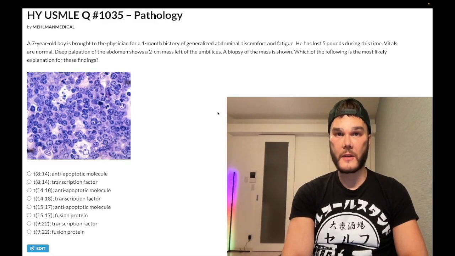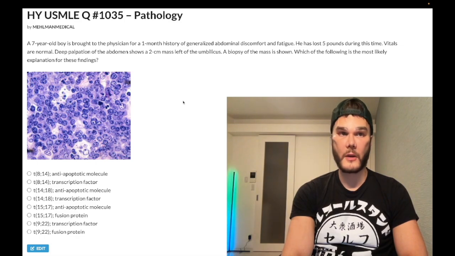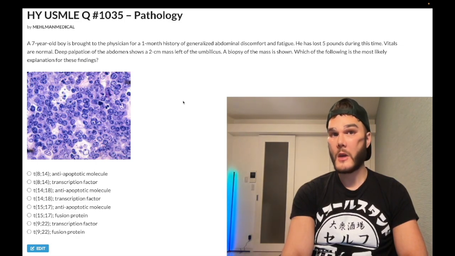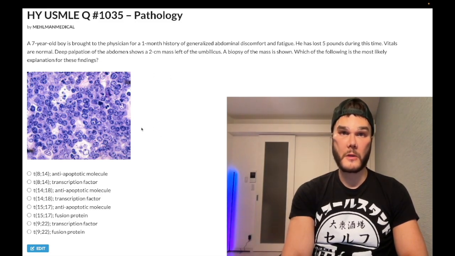How's it going, guys? Past level question, pathology, histo, Step 1. A 7-year-old boy with a 1 month history of generalized abdominal discomfort and fatigue, lost 5 pounds during this time, vitals are normal. Deep palpation of the abdomen shows a 2 centimeter mass left of the umbilicus. Biopsy of the mass is shown. Question 1: what is the most likely explanation for the findings? Let's just hop through.